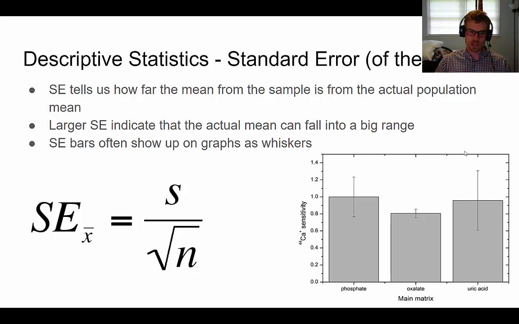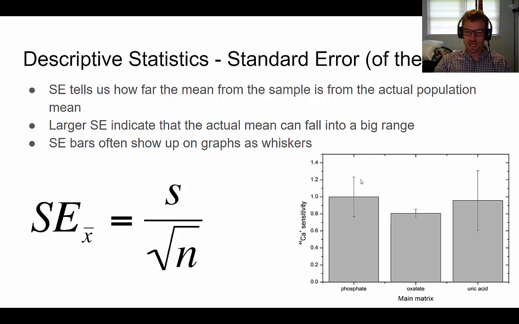the actual population mean. And a larger standard error indicates that the actual mean can basically fall into a big range. A small standard error would mean that the actual mean is very close to what you found in your sample. And standard error bars often show up on graphs as whiskers.